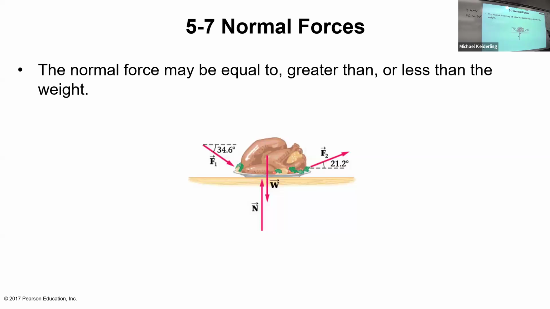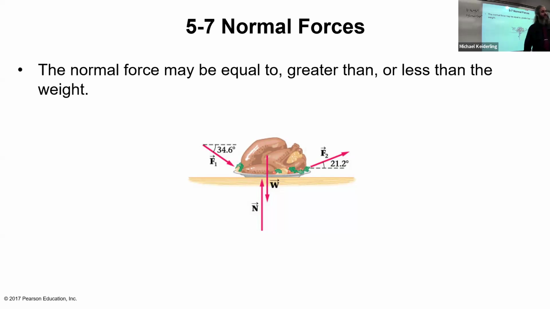So the normal force can be, if you have just something like my cup sitting on the table, in this case, the only forces acting on it are gravity and the normal force. And it's not accelerating anywhere. So in this case, the normal force is equal to the weight. But the normal force can be equal to the weight. It can be greater than the weight. If I push down on my cup, the normal force is going to have to get bigger to counteract the force I'm applying downwards, or less than the weight. If I lift up on my cup, the normal force will be reduced.